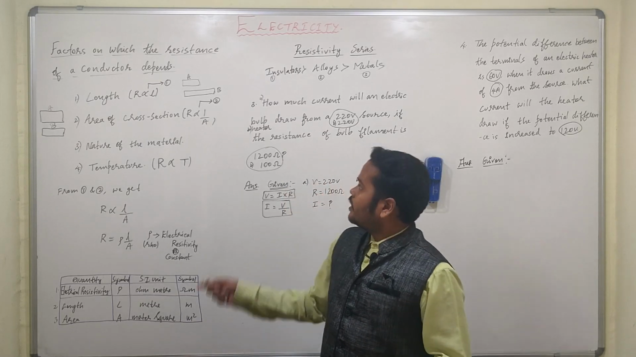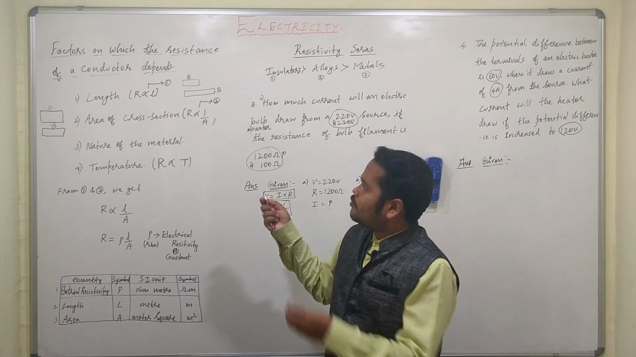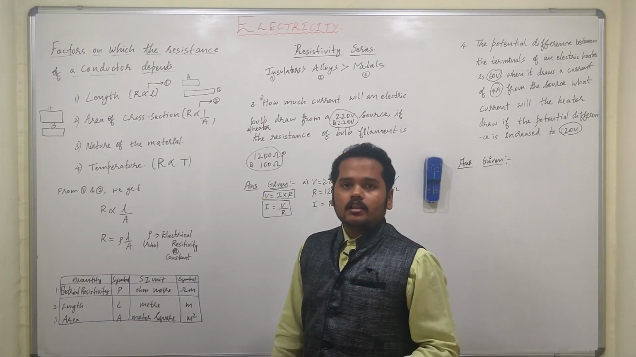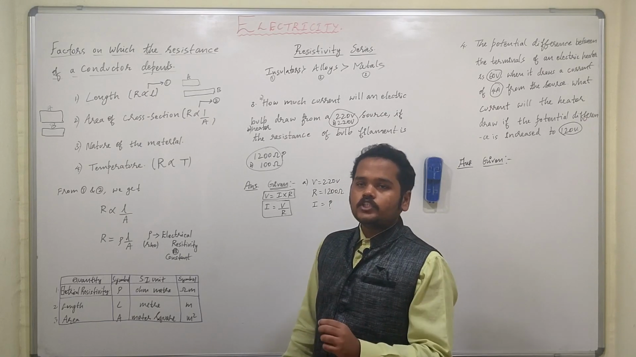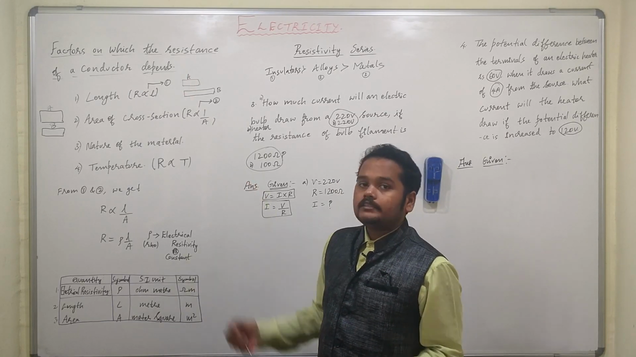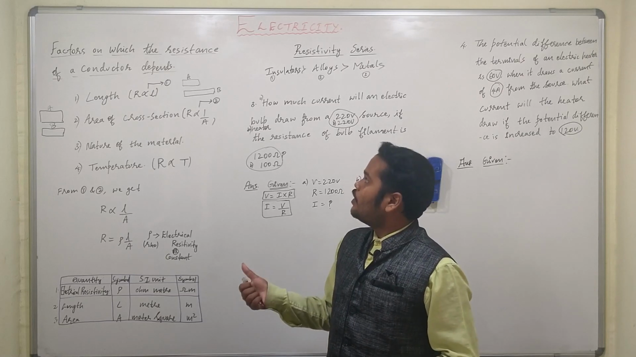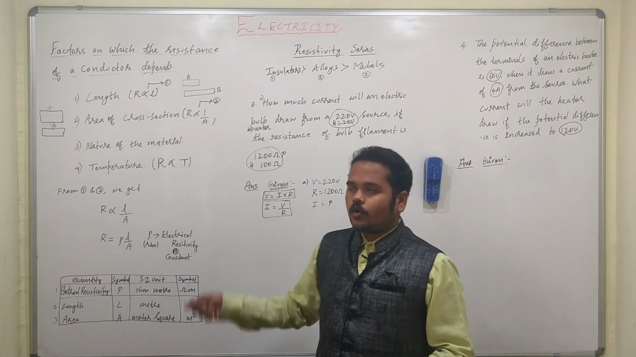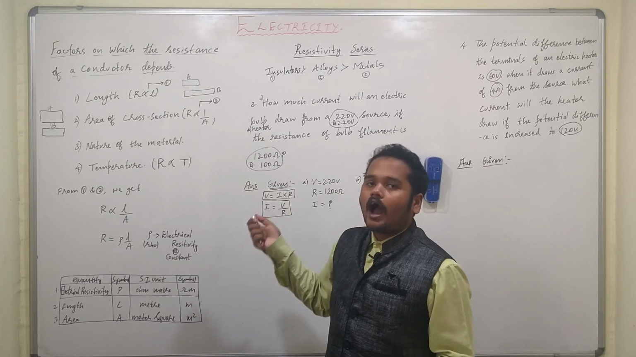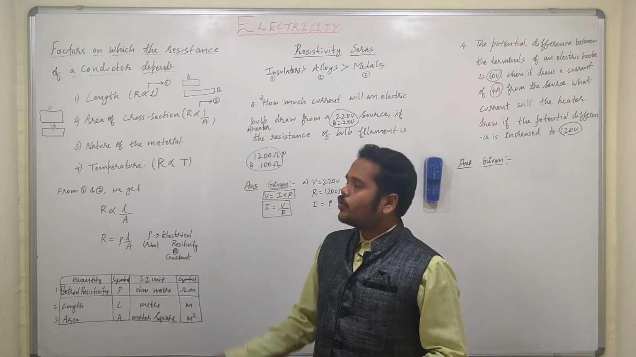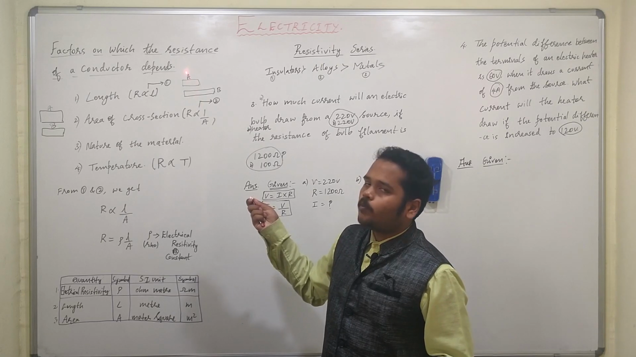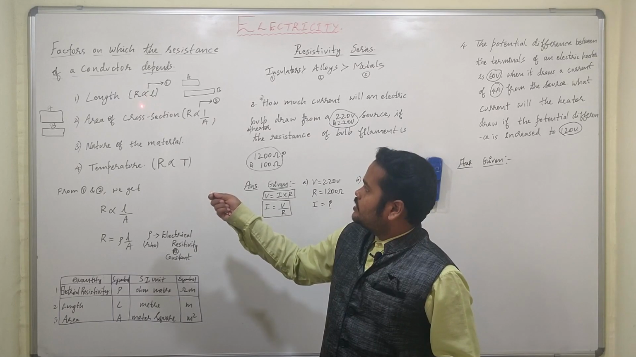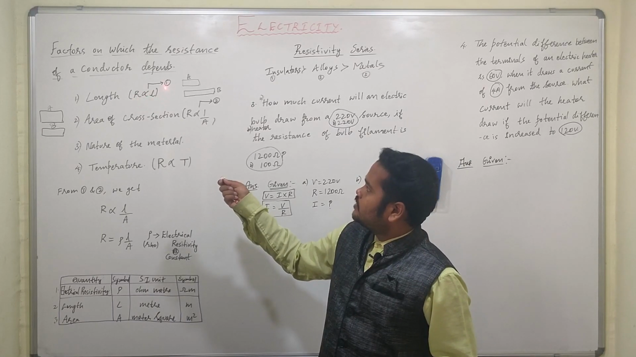Here, there is a small diagram, A and B. From the perspective of length, tell me which of these options has higher resistance, option A or option B. The answer is option B, as it has higher resistance. Why? Because it has more length compared to option A. So we will take this equation, R directly proportional to L, as the first equation.